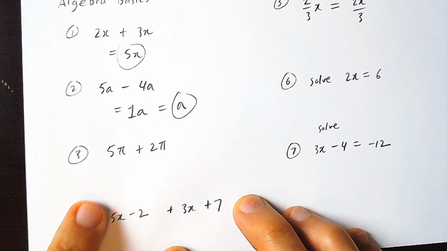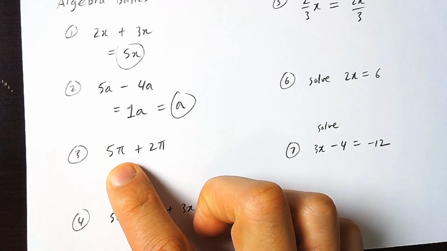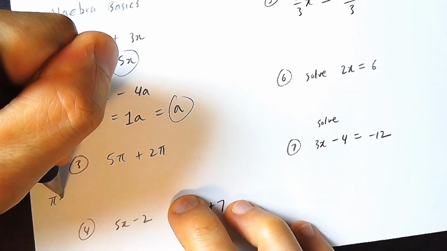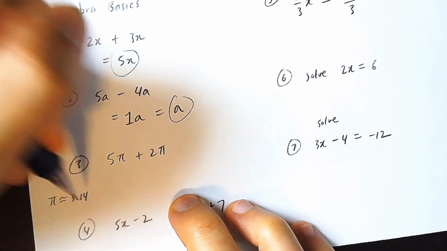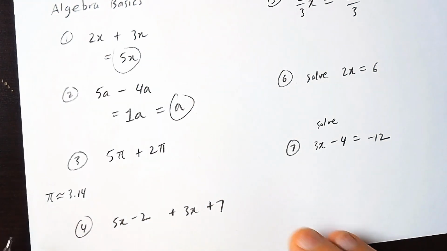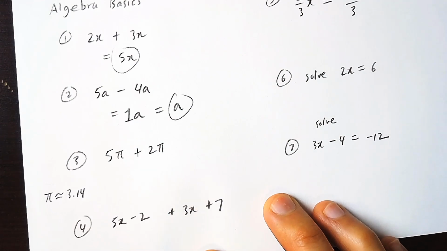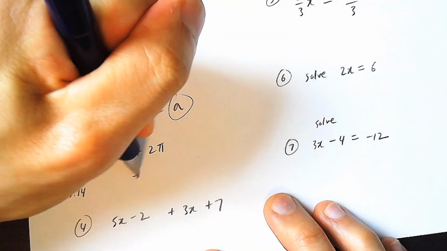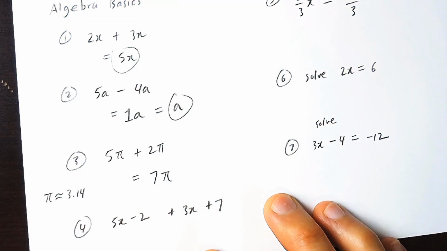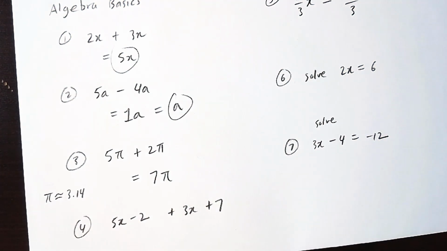Okay, number 3. Pi is a constant. Pi is approximately 3.14. It's a very special number in math. If you have 5 pi plus 2 pi, how many pi's do you have? You have 7 pi's, and you have an upset stomach.